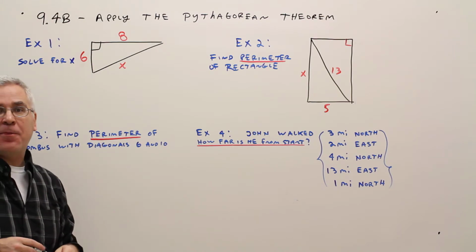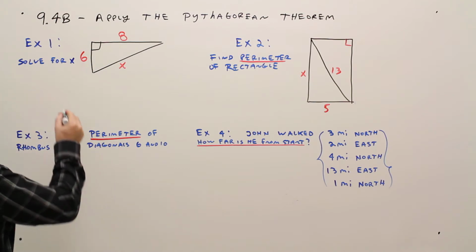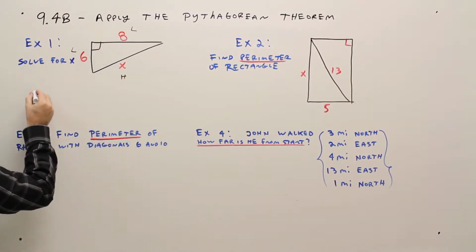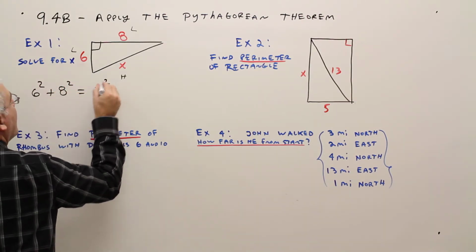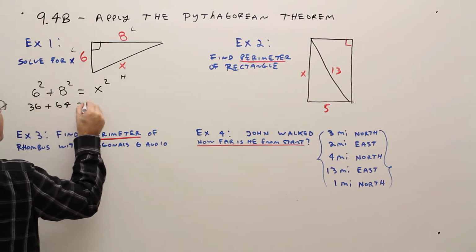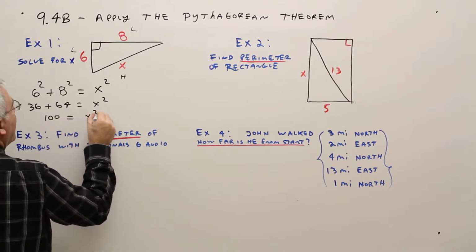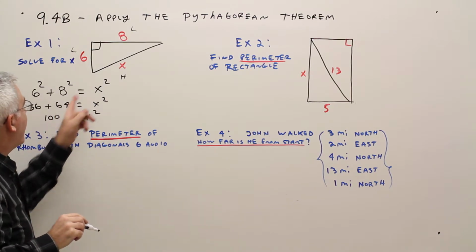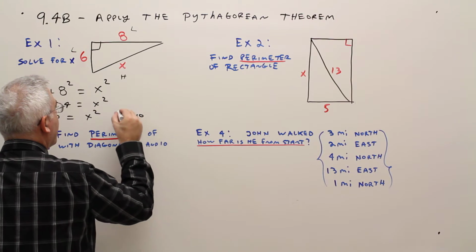For the Pythagorean Theorem, I like to say leg squared plus leg squared equals hypotenuse squared. You're a leg, you're a leg, you're a hypotenuse. So 6 squared plus 8 squared equals x squared. 36 plus 64 equals x squared. 100 equals x squared. Take the square root of each side. I won't take the negative because I can't have a negative side length. So x equals 10.